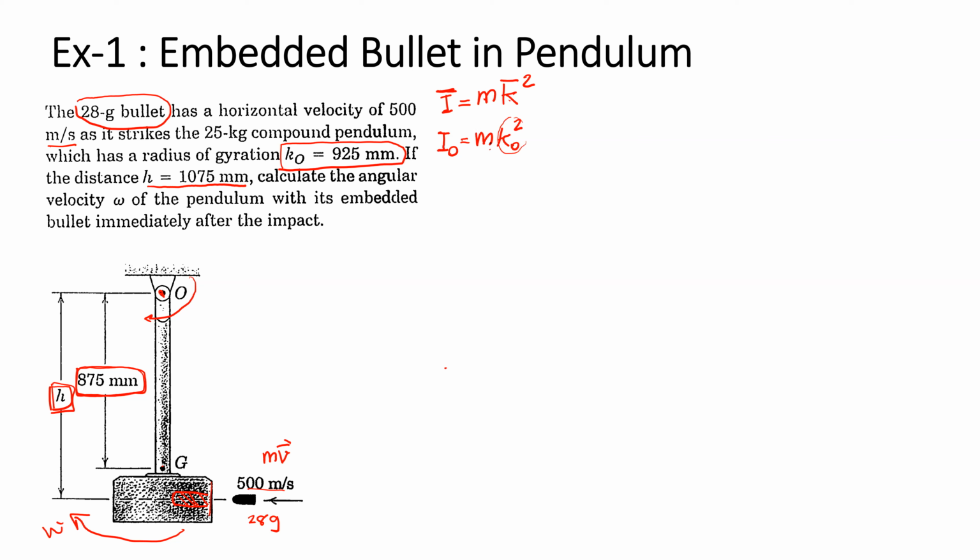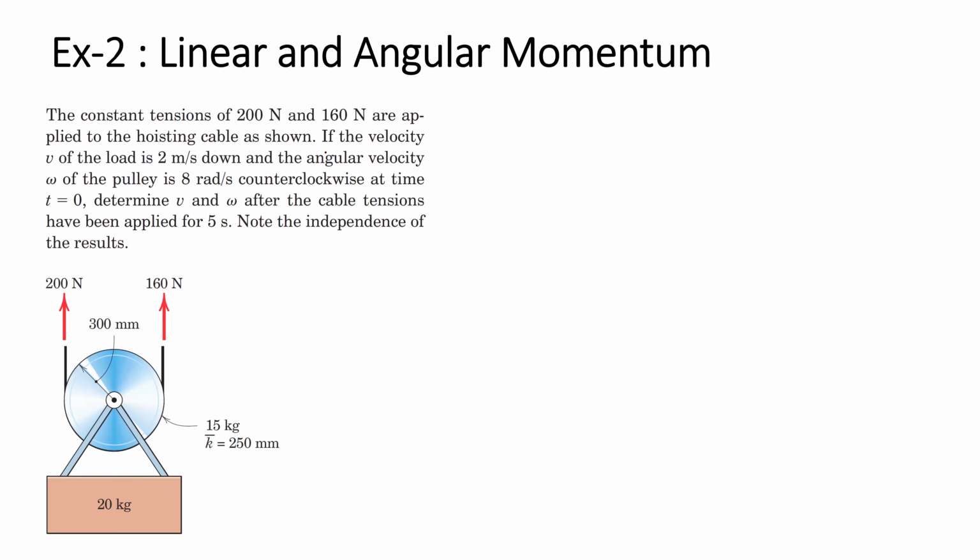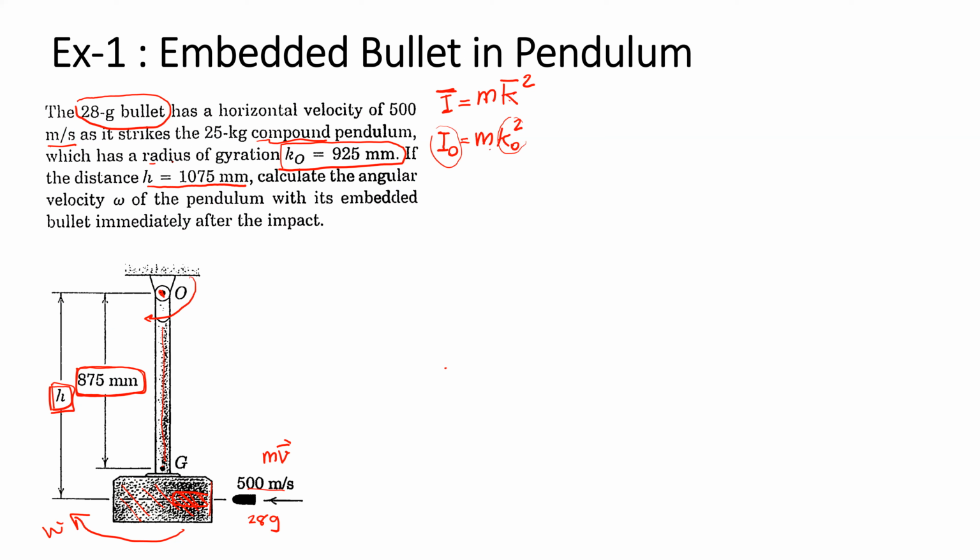In this case, the pendulum is a compound pendulum. Compound pendulum means it's not in a simple shape. It has the combination of this part and the slender part. And the problem doesn't want us to compute I/O by ourselves. They give the simple information, radius of gyration, and we can compute the I/O by this information.